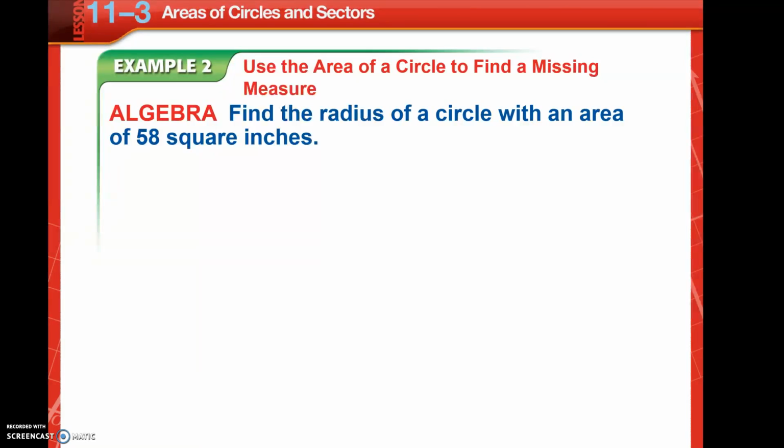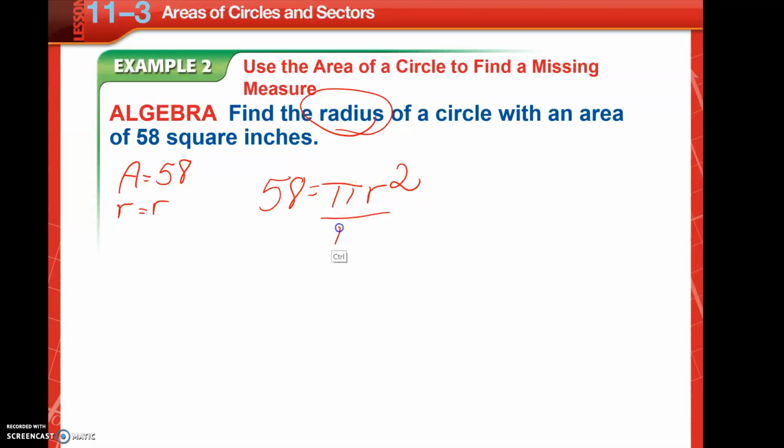So if we want to find the radius given the area, so we know area equals 58. We know what pi equals, and we know r, we're trying to find r. Watch, if you're finding the diameter, then you would have to do this process, but then multiply by 2. So we have 58 equals pi r squared. Pi is a number. It's a special number, but it's just a number.